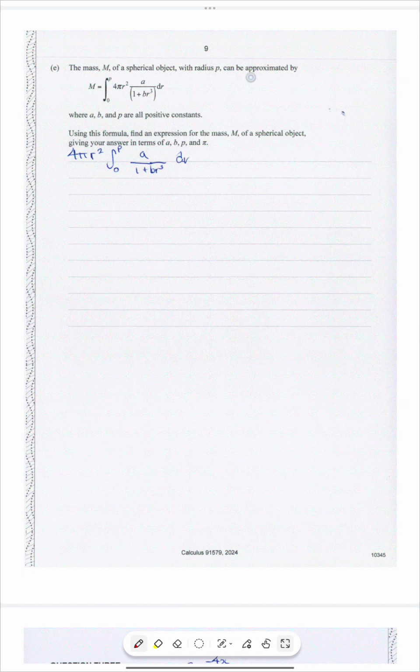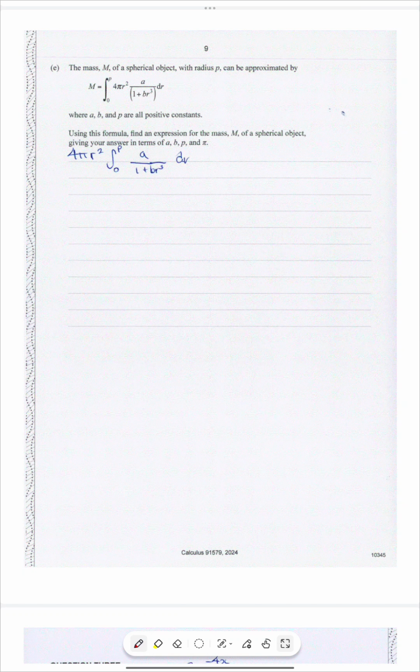So let's take a moment and have a look at this question. We're given this expression of a sphere object M, and A, B, P are all positive constants. We need to find an expression for M in terms of A, B, P, and pi. Okay, so let's have a look at what the student has attempted. What they did is they took 4 pi r squared outside of the integral expression.